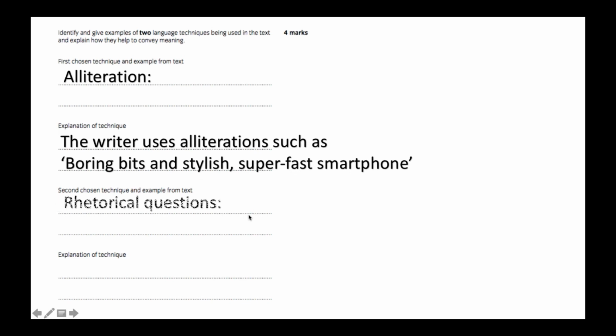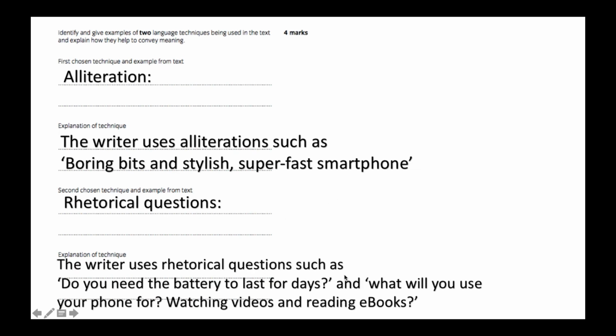The second chosen technique was the rhetorical questions because I thought they were the easiest. And I've just put here, the writer uses rhetorical questions such as, do you need the battery to last for days? And what will you use your phone for? Watching videos and reading ebooks. That's why I underlined days. I said I think that was a mistake, but it wasn't. It says, do you need the battery to last for days? And what will you use your phone for? Watching videos and reading ebooks. So lots of rhetorical questions. You could say that is also used to engage the reader, make them think about what they want, and things like that. Okay, so it's quite a nice question when you know how to answer it.